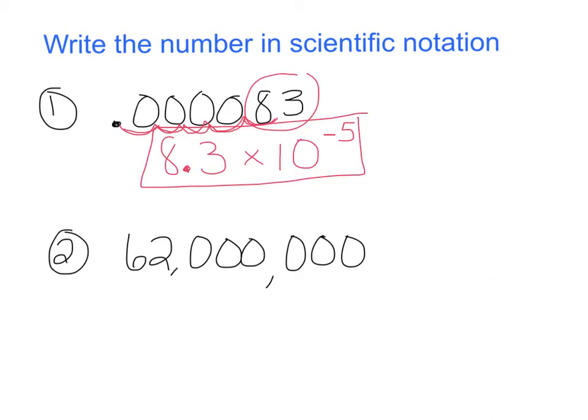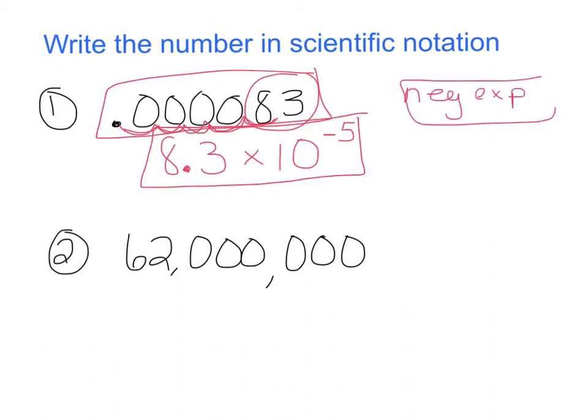If you start off with a long decimal like this, your scientific notation will have a negative exponent. If you start off with a number like number 2, where there is no decimal, I can tell you right now that we're going to have a positive exponent on your 10.